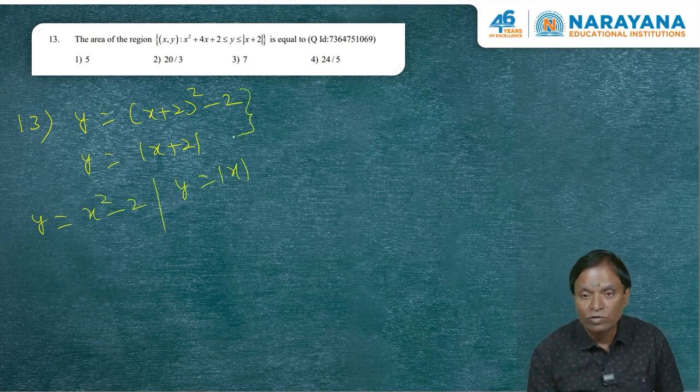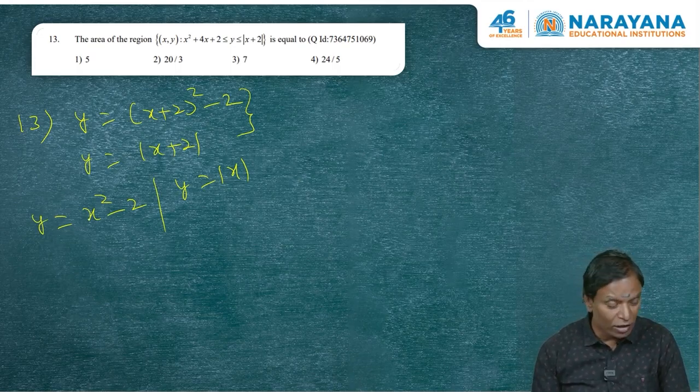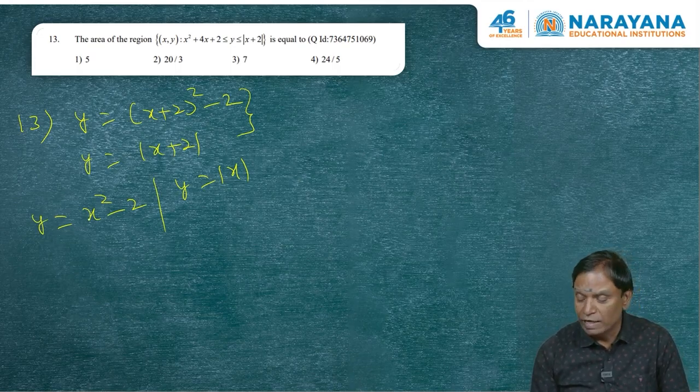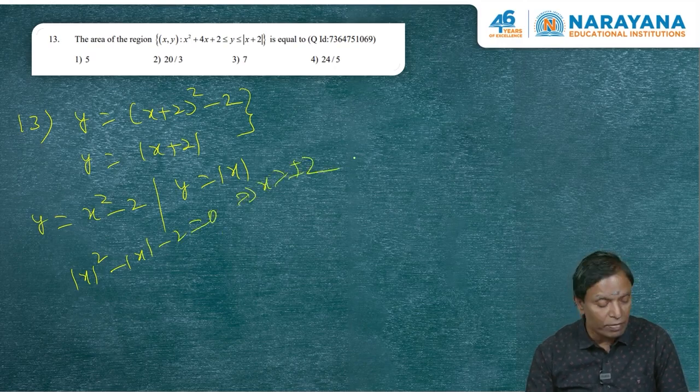Area between these two curves is the same as area between these two curves. You can solve these two equations and get the value of x. That means I can say |x|² − |x| − 2 = 0, which gives you x = ±2.